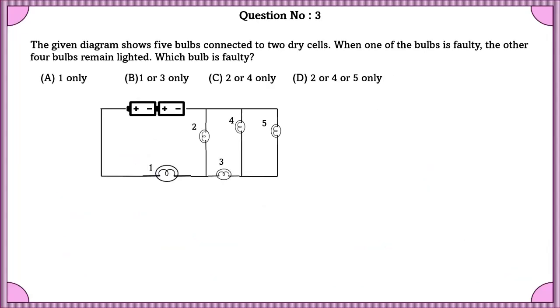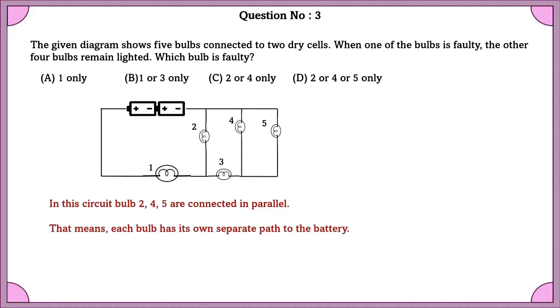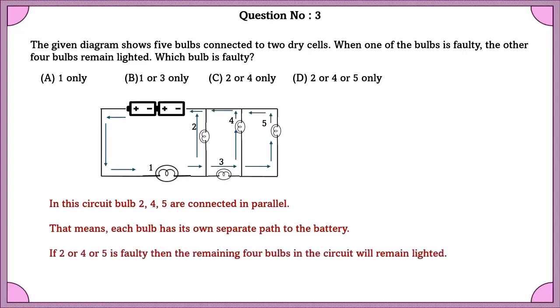Question number 3. The given diagram shows 5 bulbs connected to 2 dry cells. When one of the bulbs is faulty, the other 4 bulbs remain lighted. Which bulb is faulty? In this circuit, bulbs 2, 4 and 5 are connected in parallel. That means each bulb has its own separate path to the battery. If 2 or 4 or 5 is faulty, then the remaining 4 bulbs in the circuit will remain lighted.